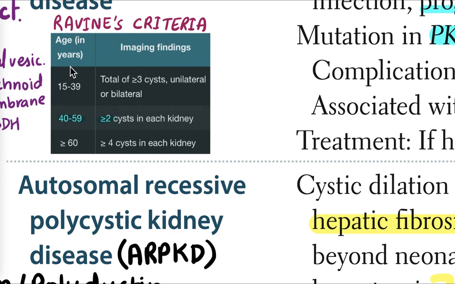That is, age in Ravine's criteria is the imaging findings and what age you can get this in. So at 15 to 39 years of age, you can get a total of three or more cysts, unilateral or bilateral. At 40 to 59 years, two or more cysts in each kidney, and at 60 years or more, four or more cysts. So as the age progresses, autosomal dominant type progresses. That is the main crux of the whole thing: Berry aneurysm is associated with the dominant type, and with recessive you have the Potter sequence.